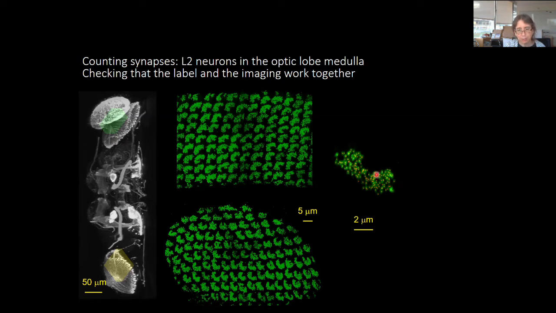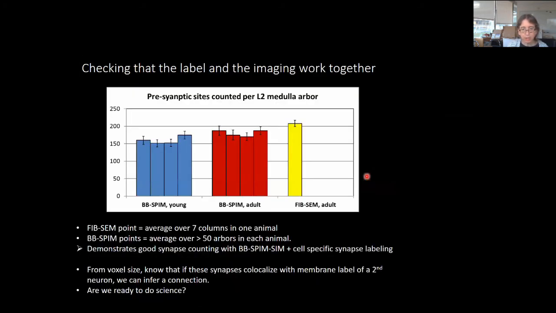This is just showing a blow-up of one of those, where the little red dots are where we fit the objects to the size of the 3D point spread function for the microscope. And we're very lucky because we know how many of those synapses there ought to be. There's a dense EM reconstruction that's been done for 7 columns in 1 animal for this arbor. And so we know that there should be about 200 synapses in there. And we're getting pretty close to that.